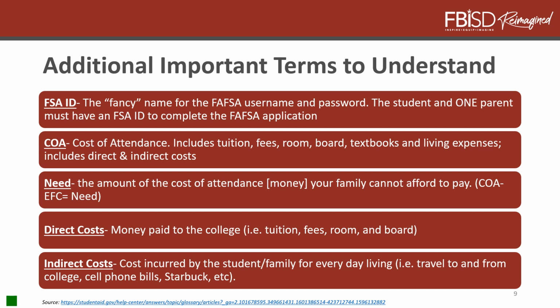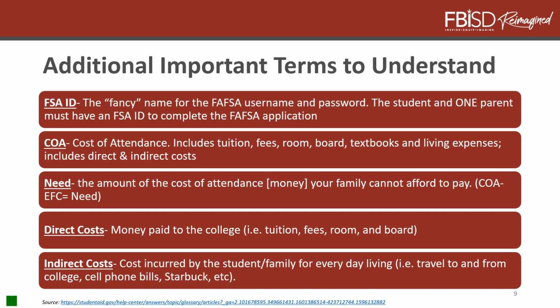COA stands for cost of attendance. The cost of attendance for a college or university includes tuition, fees, room, board, textbooks, living expenses, meal plans, travel expenses, and miscellaneous expenses. These expenses include what are called direct and indirect costs.